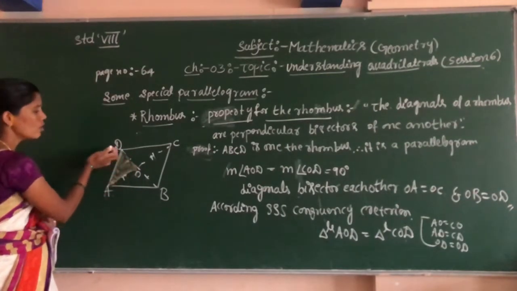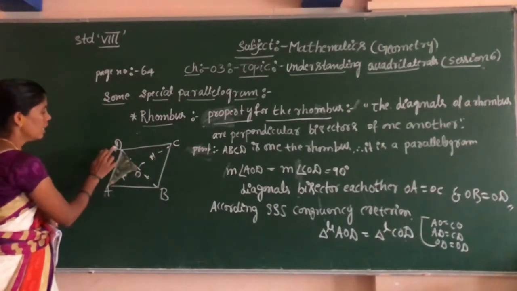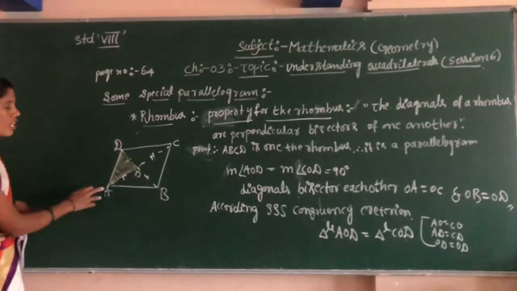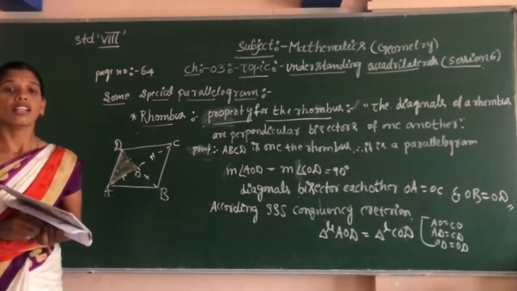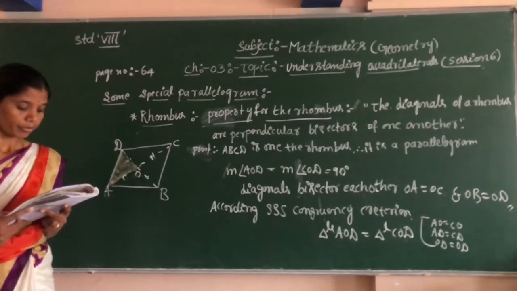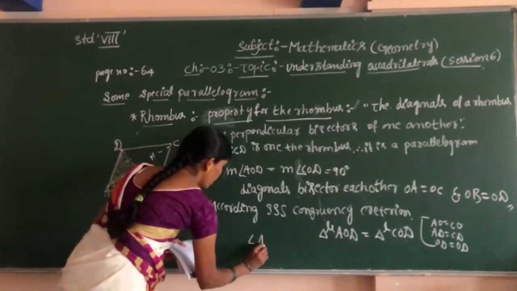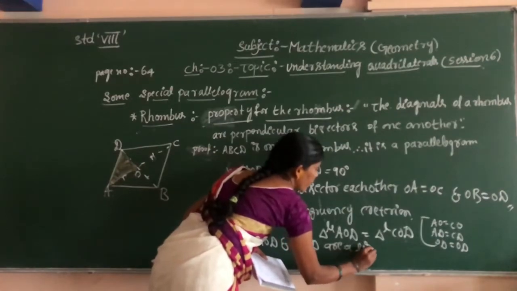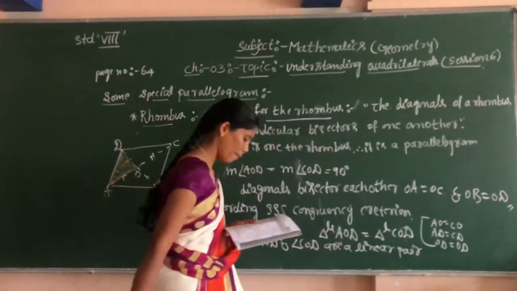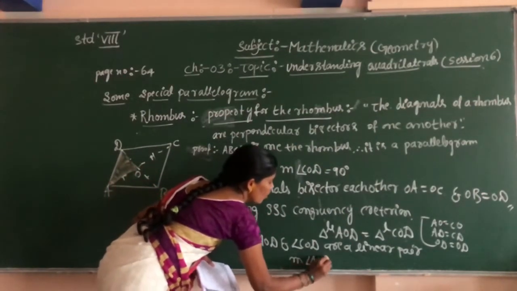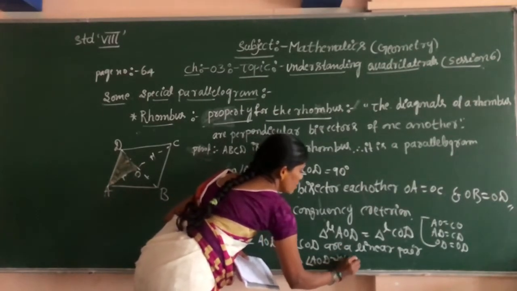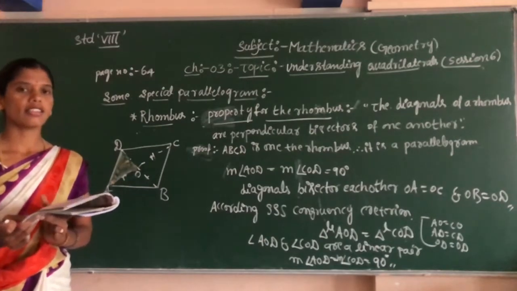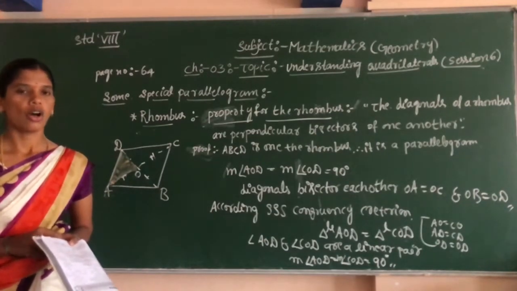We take triangles AOD and COD. First, AO is equal to OC, AD is equal to CD, and OD is equal to OD, which means adjacent angles, because the diagonals bisect each other. Now next, therefore angle AOD and angle COD are a linear pair. Therefore, measure of angle AOD is equal to measure of angle COD is equal to 90 degrees, because of the linear pair of angles. This is according to the property of the rhombus. Okay, children, have you got it?